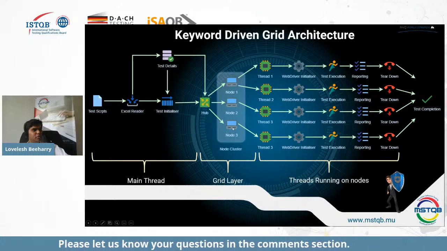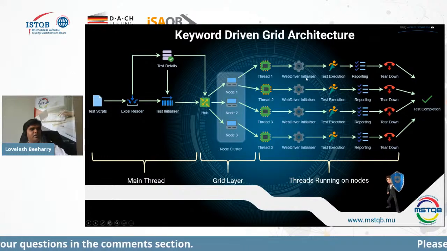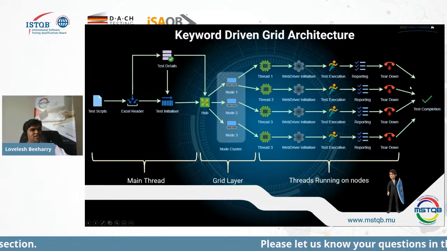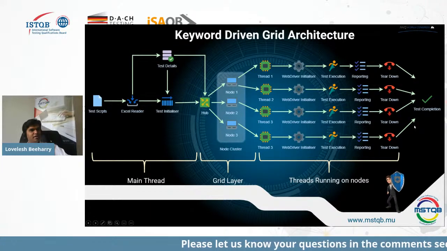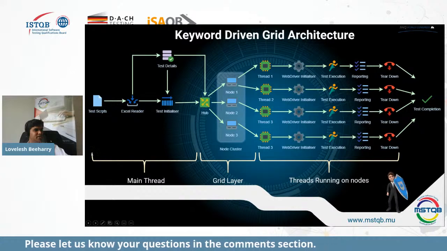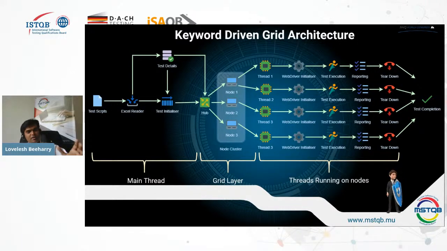So the hub will communicate with the node. The node will create their threads, and each thread will again have their WebDriver initializer, the test execution, the reporting, and the teardown. Once this is completed, they will merge with the main thread for test completion. So the only change over here is the inclusion of the grid layer between the main thread and the multi-threaded architecture.